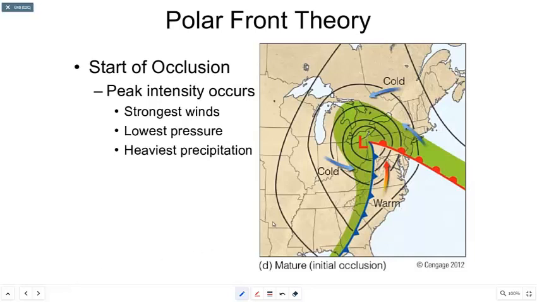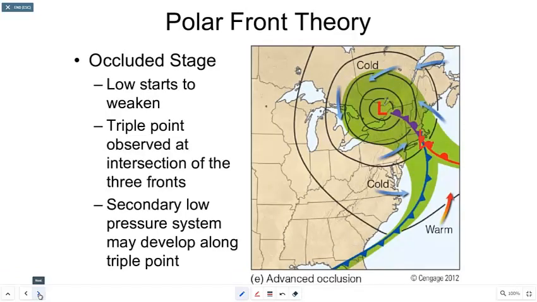Now it's hard to see, but the cold front has just caught up to the warm front, and so right in here we just got a little bit of a speck of purple indicating the start of the occlusion. So this is, again, peak intensity for this storm. So once you achieve peak intensity, then you have to start to go the other way. So the low starts to weaken. A triple point is observed at the intersection of the three fronts, and that is located right here.